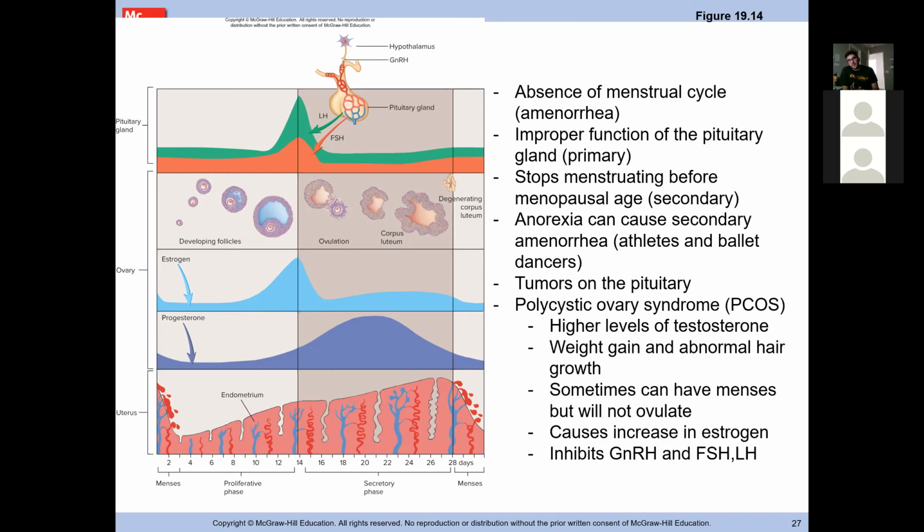And a good way to think about this is the ovary itself is kind of like a chocolate chip cookie, and you've got little chocolate chips all over the place.